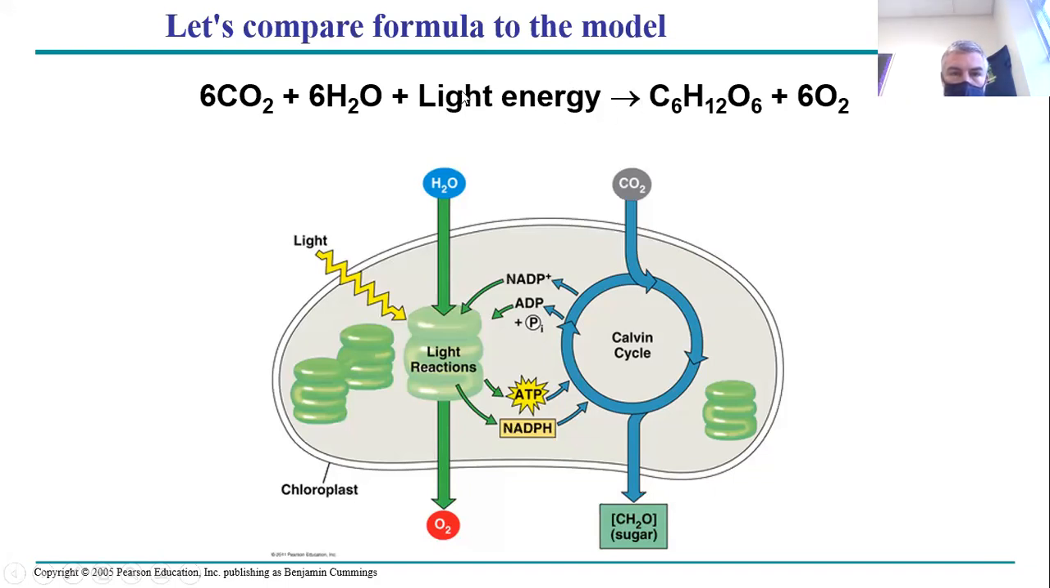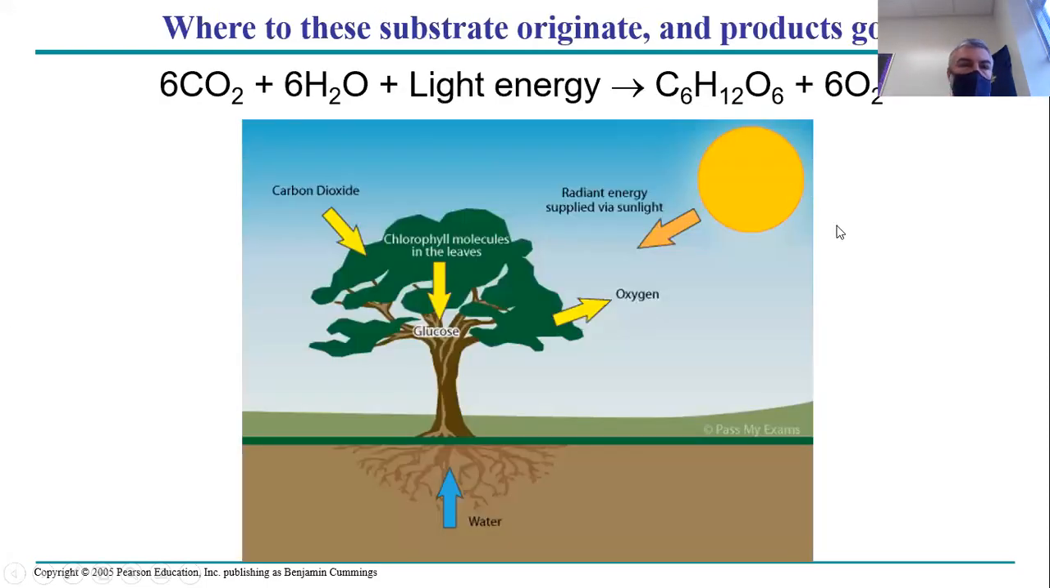So this arrow is going in, and this is coming out. You're about to do this yourself, and it's really not hard to do. So let's look at it on a big scale. Where do these substrates originate, and where do the products go? Well, the oxygen, when we release it, goes into the atmosphere. Obviously, the sun is coming in, but it's a catalyst. The glucose is going to stay with the plant.